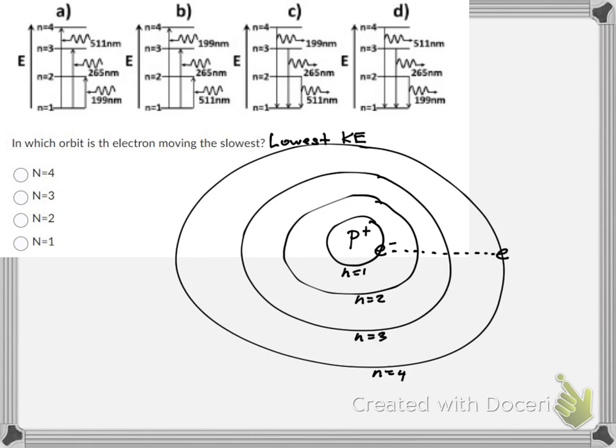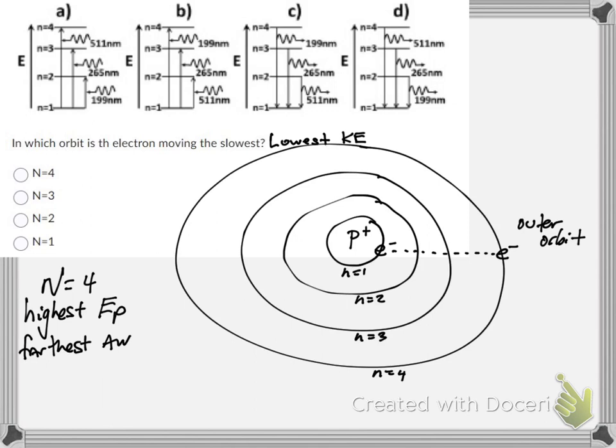And what we're talking about is the possibility of comparing n equals 1 versus n equals 4, right? So we're looking at the slowest. It's either going to be n equals 1 or n equals 4. And so what we talked about is in the outer orbit, right? This has the highest potential energy because the electron is the farthest away from the nucleus. The electron and proton are attracted to each other. This attraction has a minimum value, meaning the maximum attraction has the lowest potential energy when they're closer.